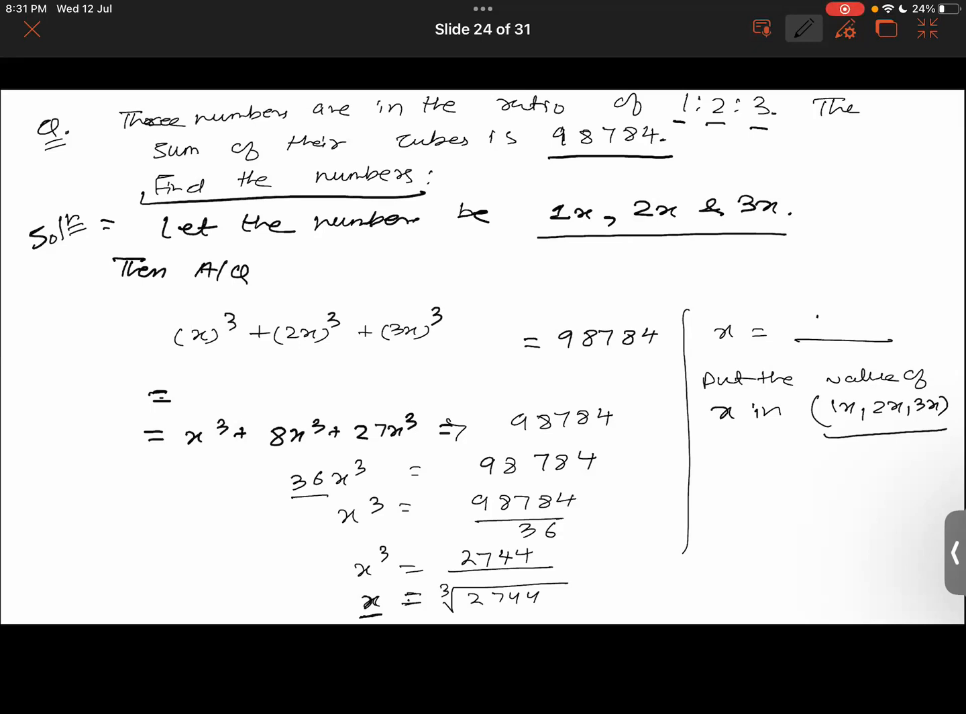Ahmed, you have also done the same thing. No, that is not how we are required to find it. We are required to first find the value of x. So here you will see it to be how much? That's 14 multiplied 14 multiplied 14. I've already given the answer. x is equal to 14 here. So hence the numbers are going to be what?